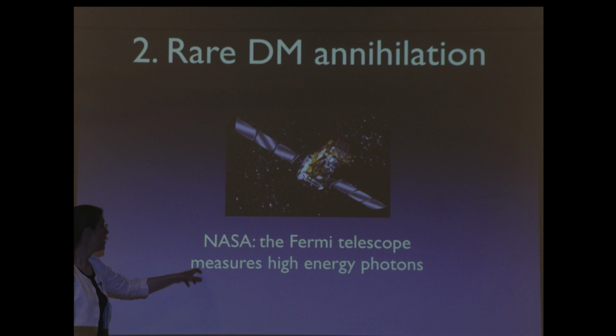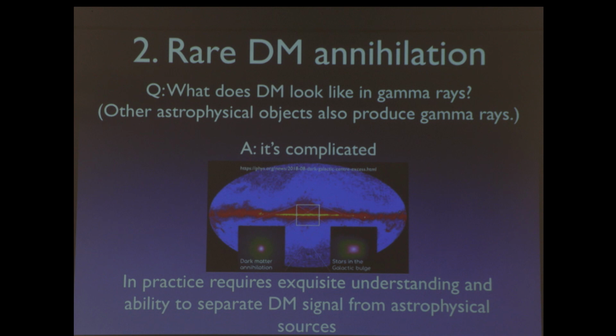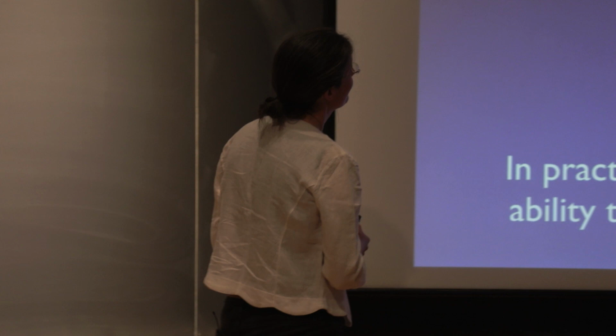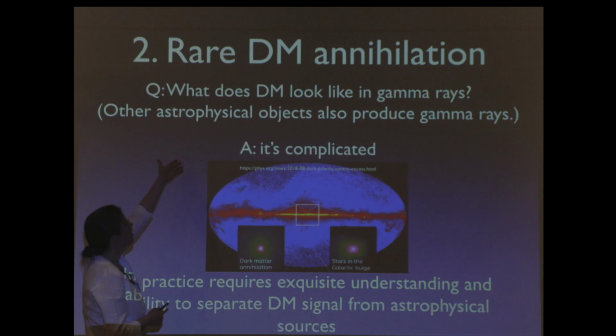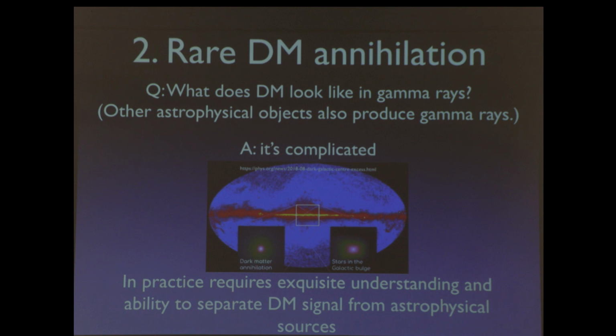So you might ask, well, what does this actually look like? What does dark matter look like in gamma rays? And it turns out that we've had some practice with this, because there has been a potential signal floating around now for many years. So if you ask the question, what does dark matter look like in gamma rays, and how is it that you separate it from other astrophysical objects that produce similar kinds of photons? The answer is very complicated. Okay, the answer really is, it's complicated.